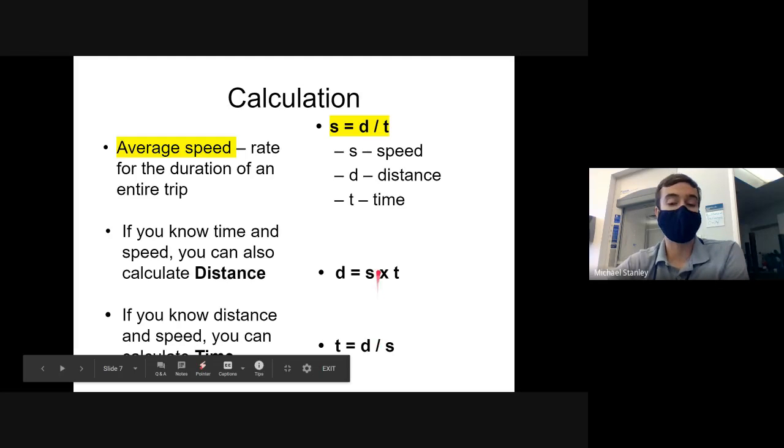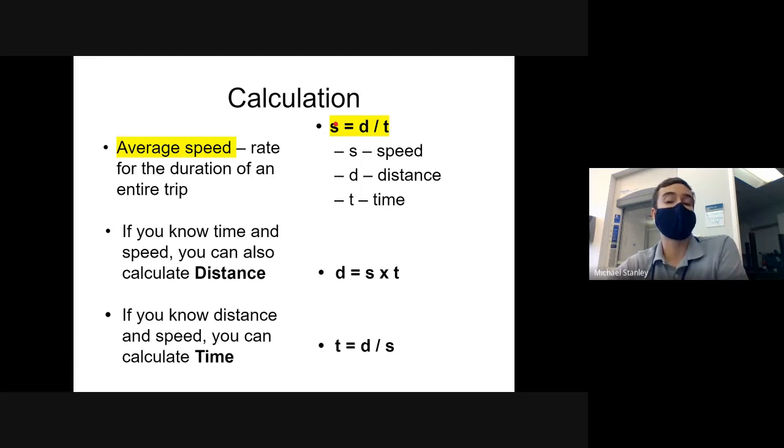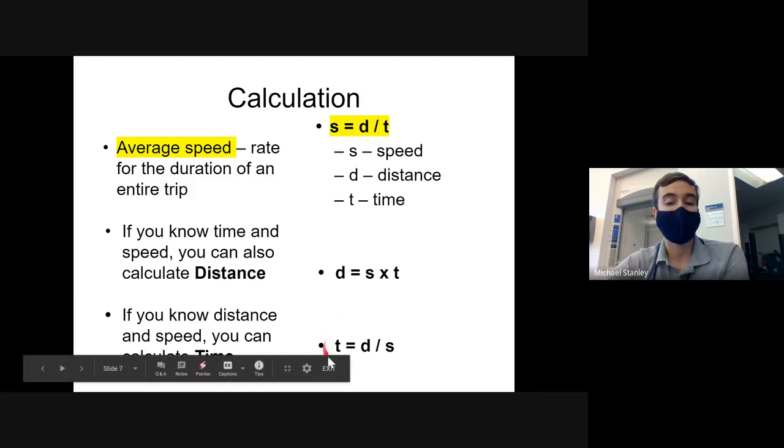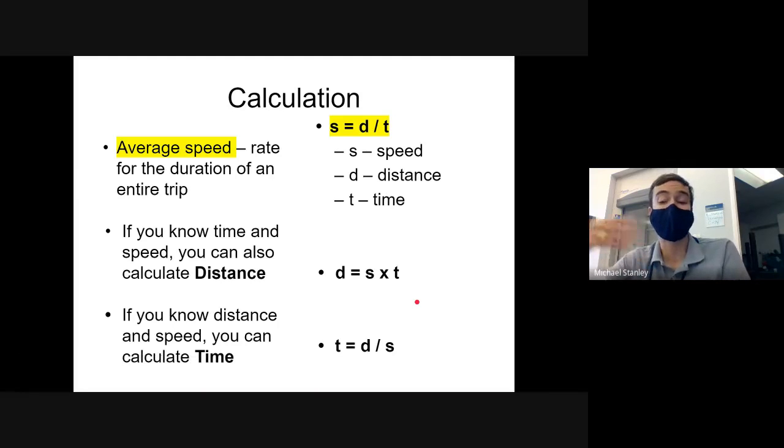So both of these are just based on rearranging our basic speed calculation up here. Speed you can calculate if you know the distance and you divide that by the time. Distance you can calculate if you know the speed and you multiply it by the time. And time you can calculate if you know the distance and you divide that by the speed. And again, this is just average speed for somebody's entire trip.